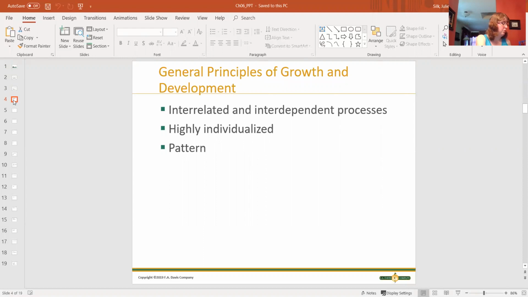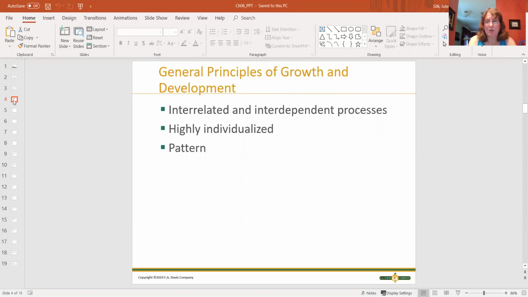Okay, so go ahead and get started here. Growth and development are closely interrelated and interdependent processes that are unique for each individual and influenced by factors such as genetics, the environment, and also their nutrition. Growth and development follow an orderly pattern characterized by periods of rapid growth and plateaus.